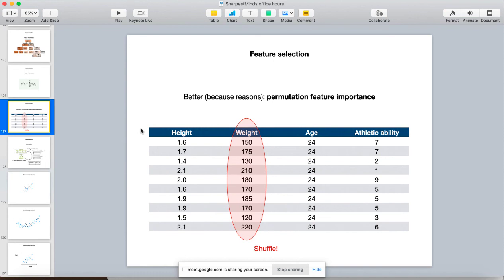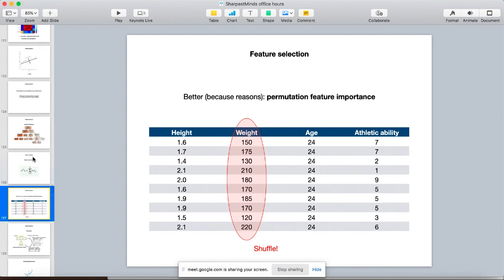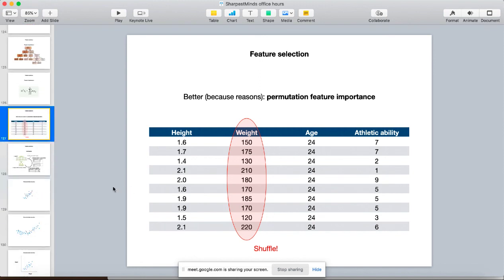The downside to it is you have to train a model for every shuffle that you could do, right? So you basically shuffle here, see how the model performs, shuffle here, see how it performs, and so on. And that takes time. So this is more time consuming than certainly correlation coefficients or other approaches that we've explored here, but it has a lot of advantages, right?